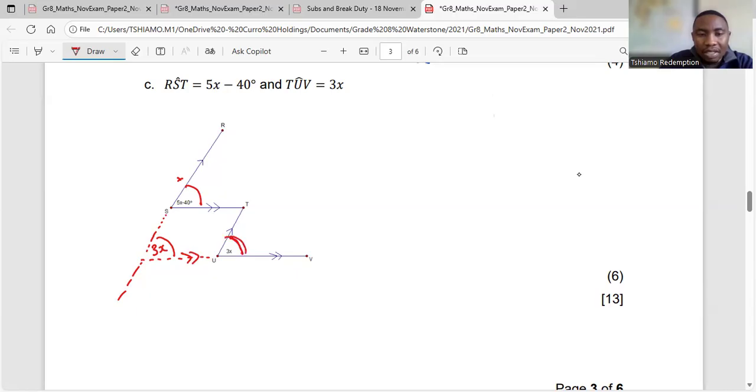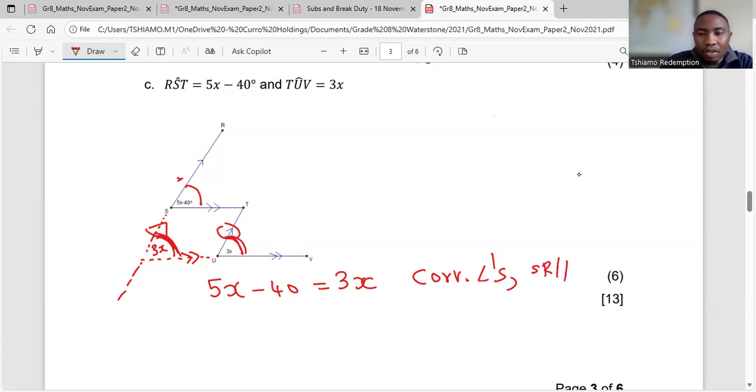So I can say 3x because of the parallel line. So if this is 3x, this will also be 3x. And then because of these parallel lines, these two angles are corresponding angles. So I'm going to equate. I'm going to say 5x minus 40 equals 3x. What reason am I going to use? Corresponding angles, because SR is parallel to UT. We're given the parallel lines, so we need to identify the parallel lines.